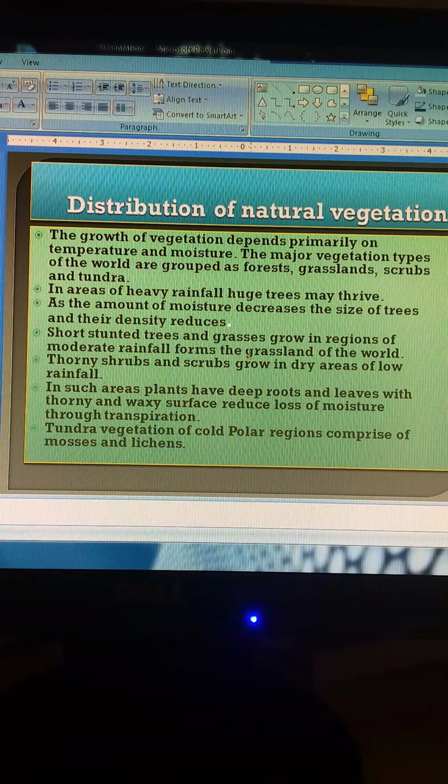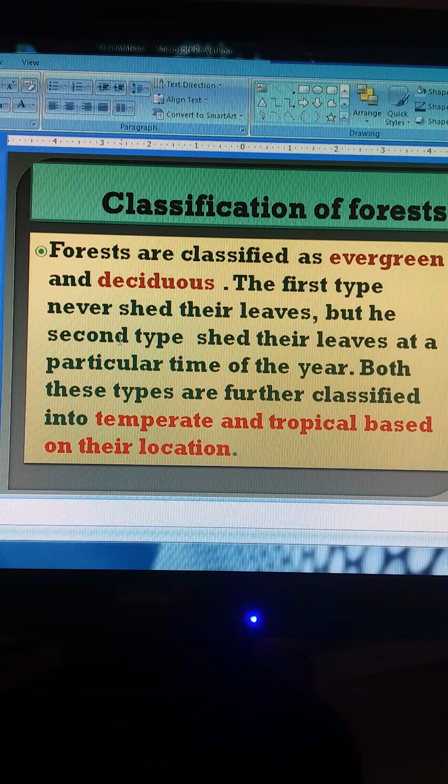In such areas, plants have deep roots and leaves with thorny and waxy surface to reduce the loss of moisture through the transpiration. So these are the characteristics of these desert plants or arid region plants. Now tundra vegetation. The tundra vegetation of cold polar region comprises mosses and lichens. Have you seen mosses? From far they will look like colored flowers, but if you move near you will find they are separate plants, individual plants over there.